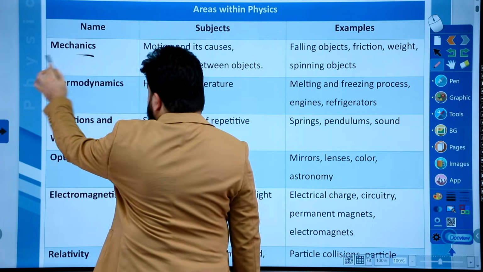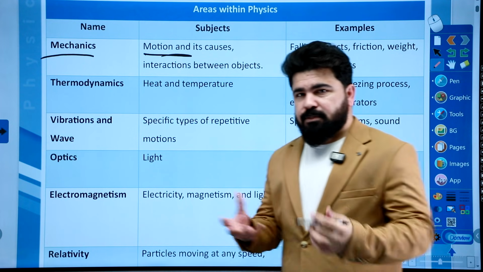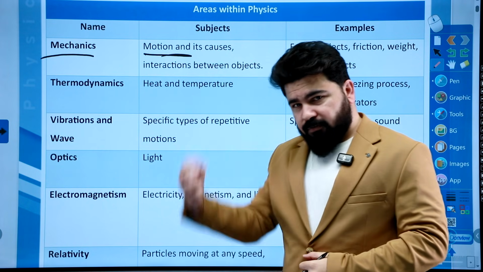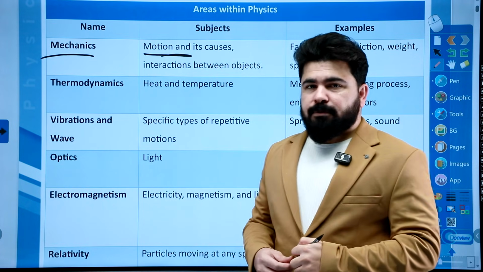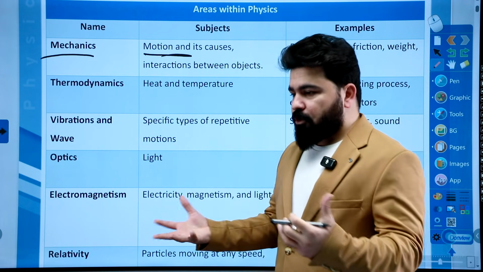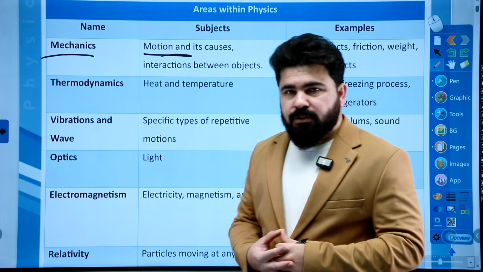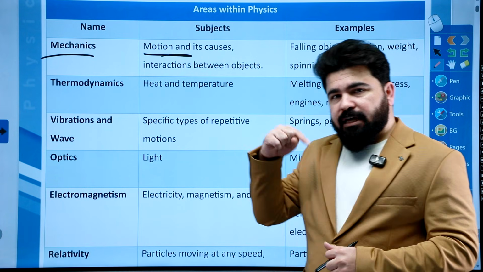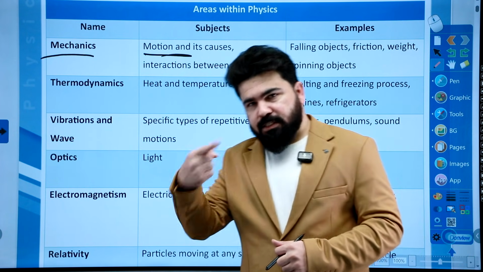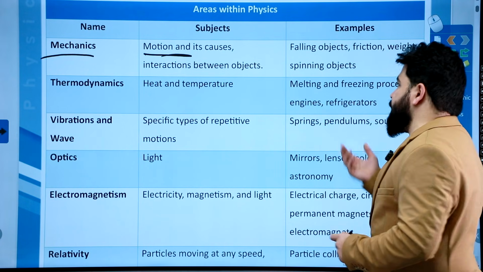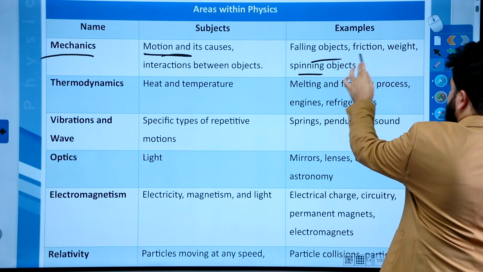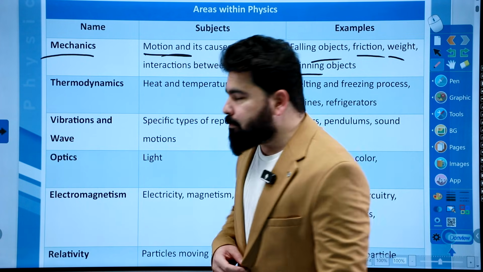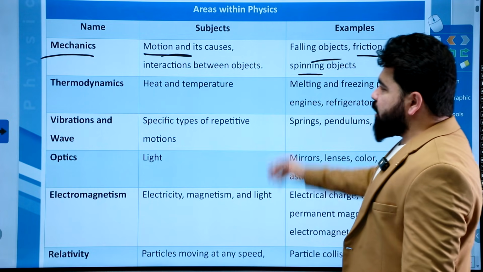We have mechanics. Mechanics is about what? Whenever you see motion, it means we have a situation where it is related to mechanics. For example, an object is falling to the ground, or you are riding a bicycle, or you are playing football. These situations are all related to motion, and motion is related to mechanics. Or for example, the wheel of a tire or of a bicycle is spinning. Okay, this is also related to mechanics. So spinning objects, falling objects, friction, weight, these are all examples of mechanics.